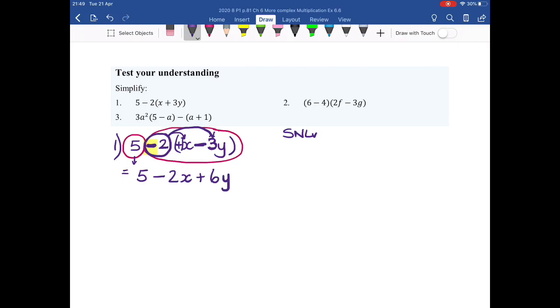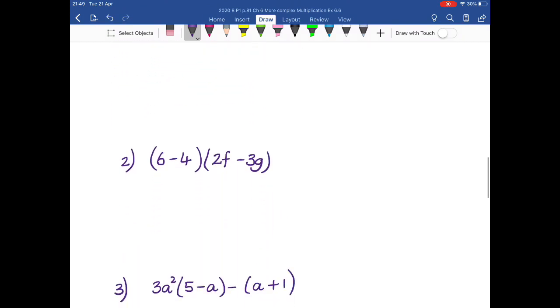I inspect my answer. I have 3 terms. 1, 2, 3 terms. None of them are like terms, so that is my answer to that calculation. Right, let's look at number 2.